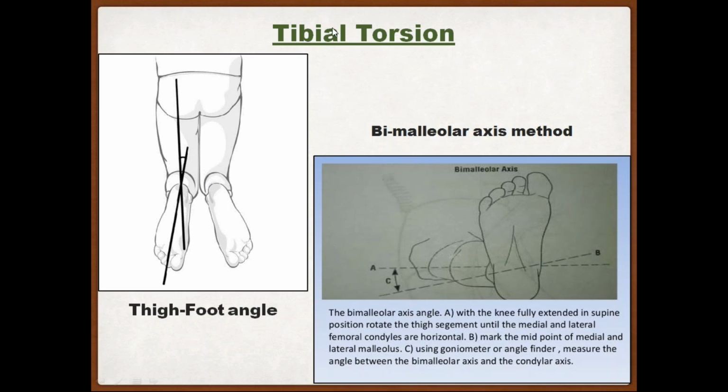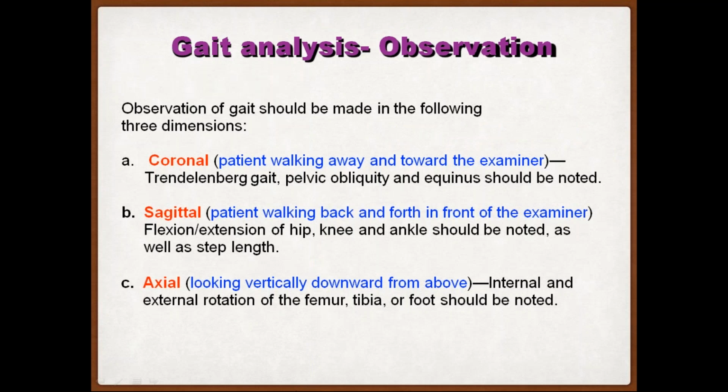And for tibial torsion problems, there is the thigh-foot angle. We flex like this in prone position, draw a straight line on the thigh and a straight line on the foot, and measure this angle. This is the thigh-foot angle. And gait analysis is very important: how the patient is walking.